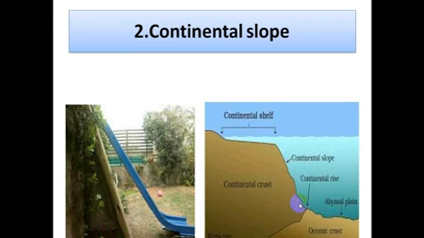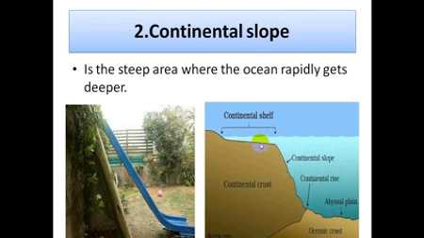Okay, so what did you notice about the continental slope? The continental slope is a steep area where the ocean rapidly or suddenly gets deeper. So this point is the last point in the continental shelf. After the continental shelf, the ocean floor drops suddenly, and this part, which looks like the slide here, is called continental slope. Okay.